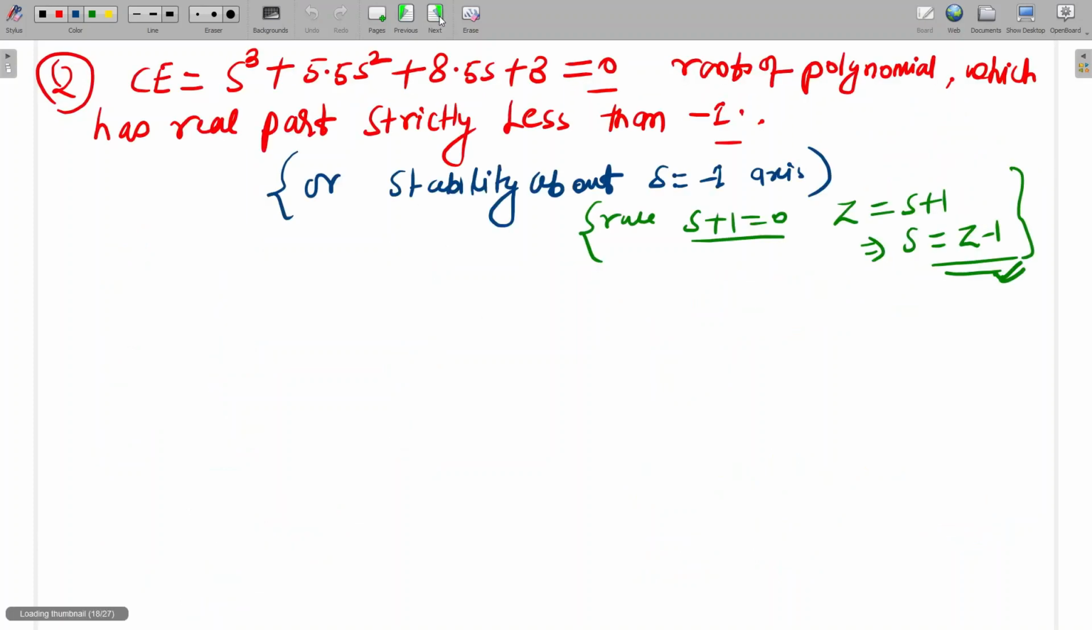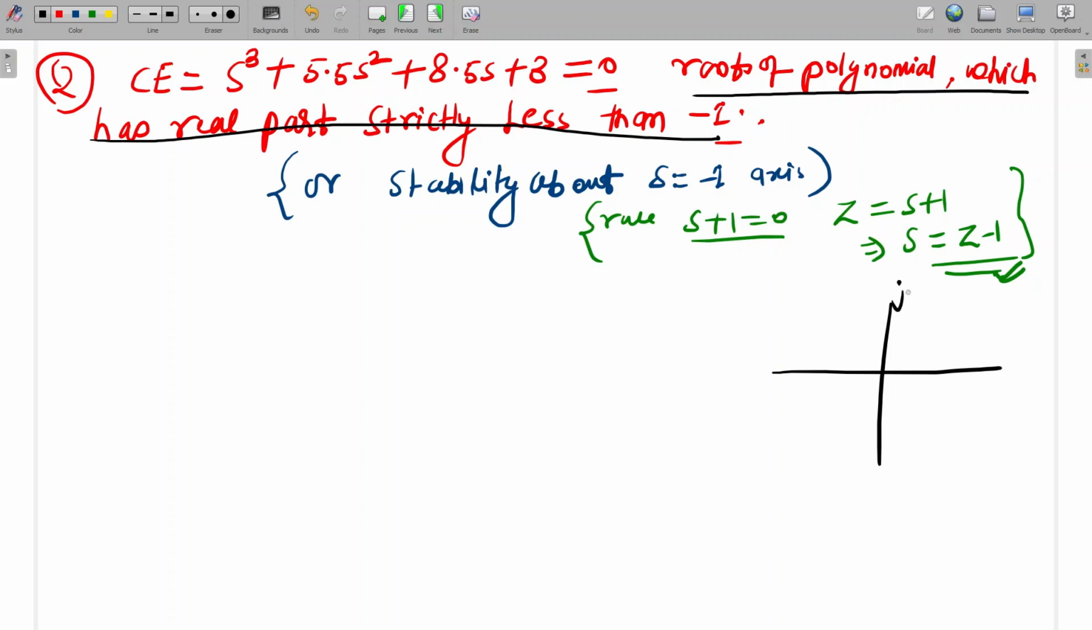See, one other more important concept is there. This is also, I think, a previous year question. If stability is asked with respect to any given point, like here, it is asking the roots of the polynomial which have the real part strictly less than minus one. What does it mean? It means that the j omega axis is there, and that axis we are shifting to minus one.